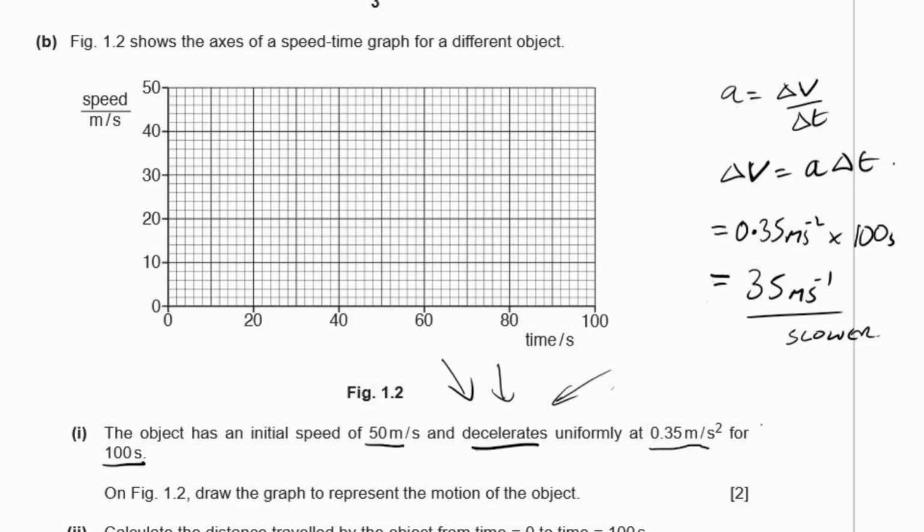Okay, now on figure 1.2, draw the graph to represent the motion of the object. Well, we know it starts off with a speed of 50 meters per second up here. Now it gets 35 meters per second slower by the end after 100 seconds. So 50 minus 35 will give me 15 meters per second. And that is how slow it will be travelling at the end. It is a constant acceleration, so the gradient will be constant. It's a straight line graph.